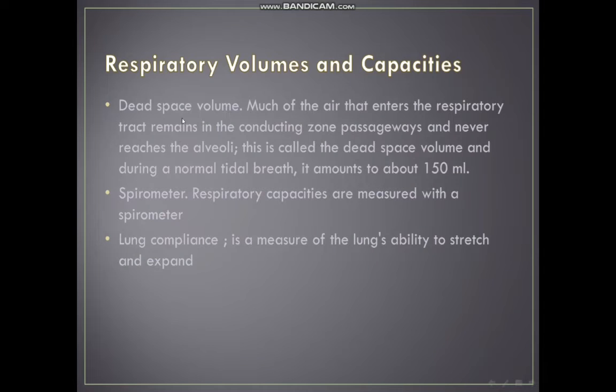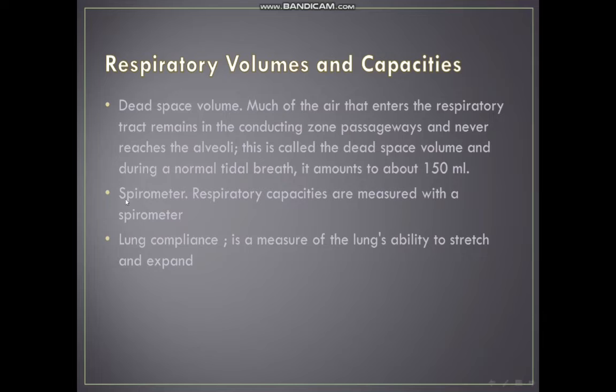Respiratory volumes and capacity. Dead space volume. What is the meaning of dead space volume? It is when you inhale a normal tidal breath of 500 milliliters, you will lose 150 milliliters of this air in the respiratory conducting zone passageways. These will never reach the alveoli. So this is called the dead space volume, which amounts to 150 milliliters. So the normal tidal breath is 500, but you will only get 350 milliliters to the lungs.